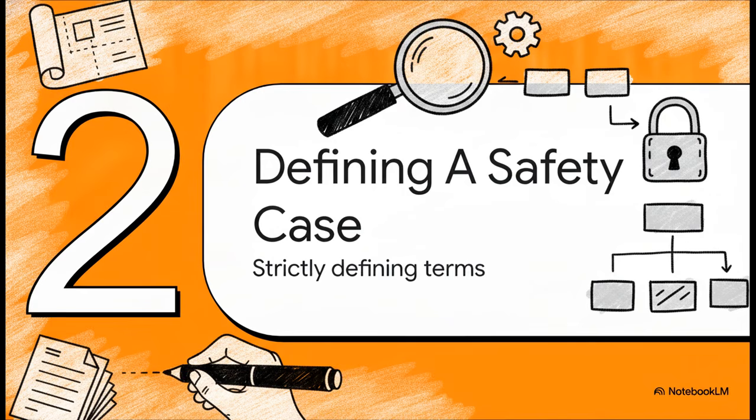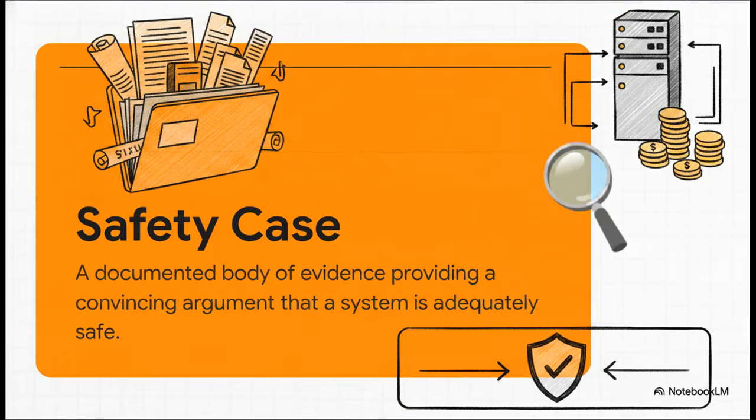Okay, Section 2, Defining a Safety Case. Let's strictly define our terms before we go any further. The textbook gives us this brilliant definition from Bishop and Bloomfield. A safety case is, quote, a documented body of evidence that provides a convincing and valid argument that a system is adequately safe for a given application in a given environment. Now, the really interesting part of this is the phrase body of evidence. A safety case isn't just a bunch of code. It's an expensive, massive portfolio of proof. In fact, just compiling this documentation can sometimes cost as much as developing the software itself.